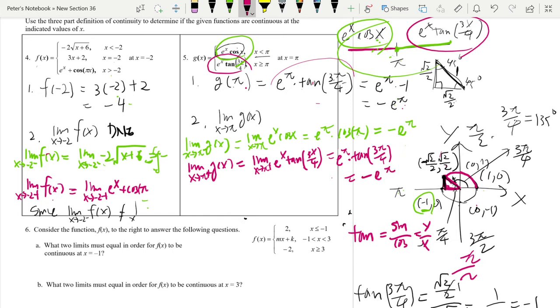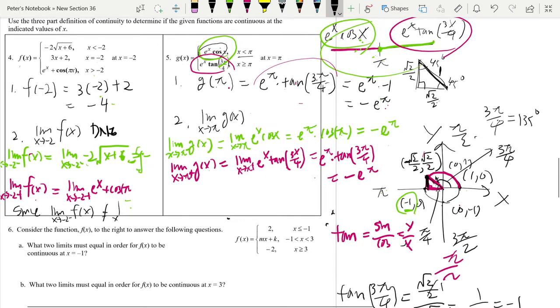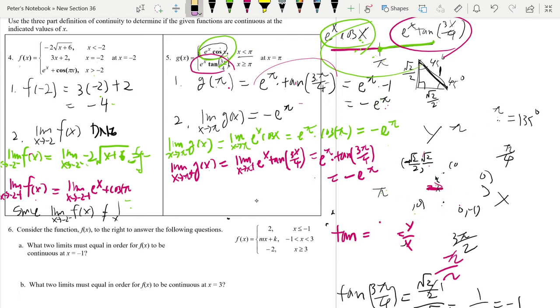Awesome. Since the left-hand side limit and right-hand side limit are equal to each other, we know the limit has to equal negative e to the pi. So the limit does exist. Not only does it exist, but we will also show that. Oh, there's not enough space here.